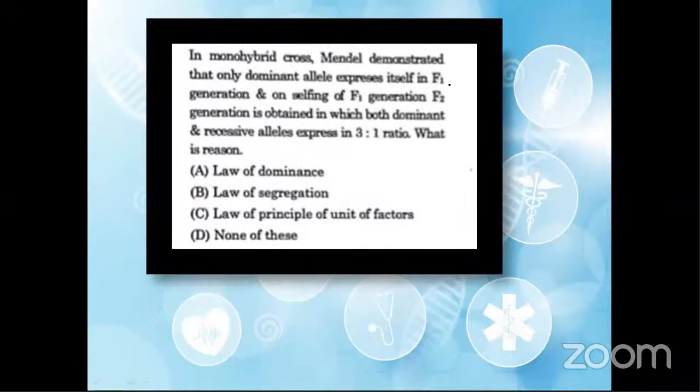Now, monohybrid cross. Yes, we'll do this one. Mendel demonstrated that only dominant allele expresses itself in the F1 generation, and on selfing of the F1 generation, F2 generation is obtained, in which both the dominant and the recessive alleles express in the 3:1 ratio. What is the reason? Law of dominance, law of segregation, law of principle of unit of factor? None of these.